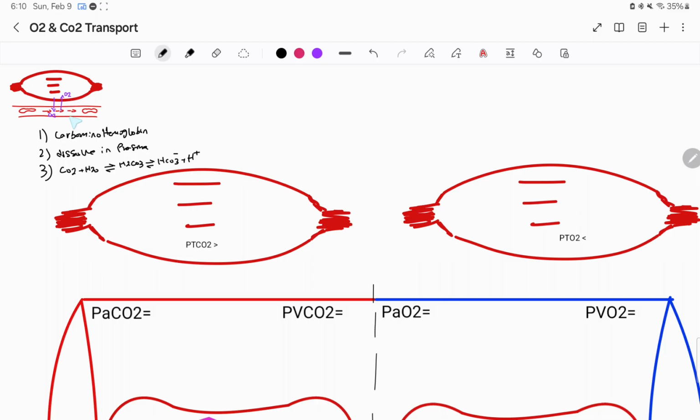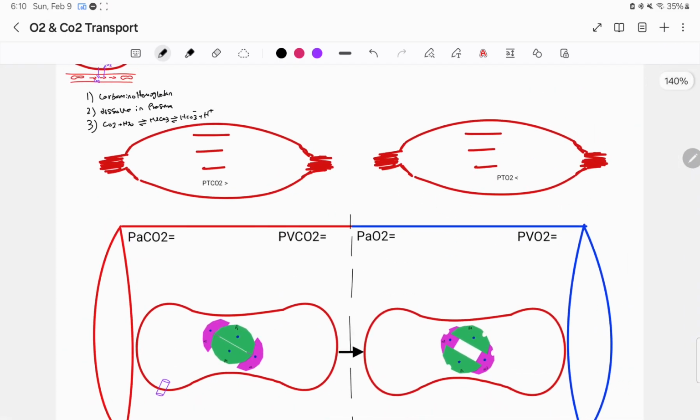Remember how oxygen was very simple. It only binds to hemoglobin or dissolves in the plasma. CO2 is a bit more complex because it requires these three mechanisms, okay? Awesome. Now, moving on to the oxygen, okay?